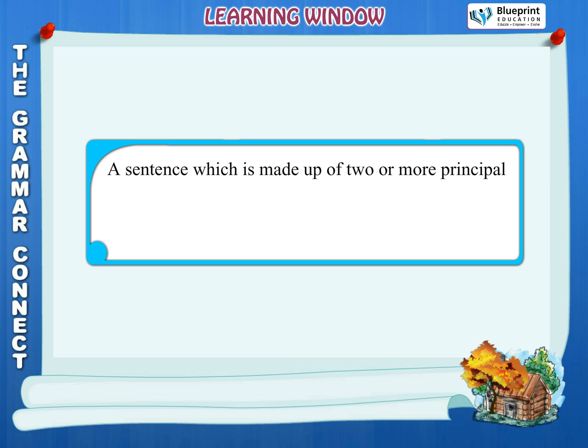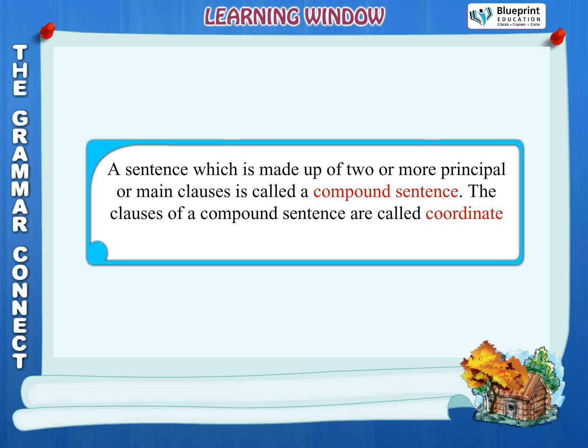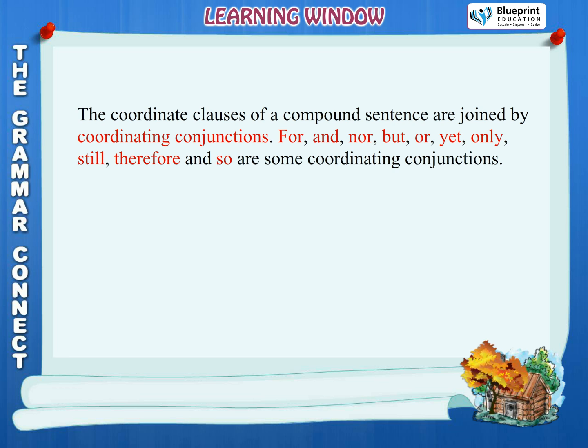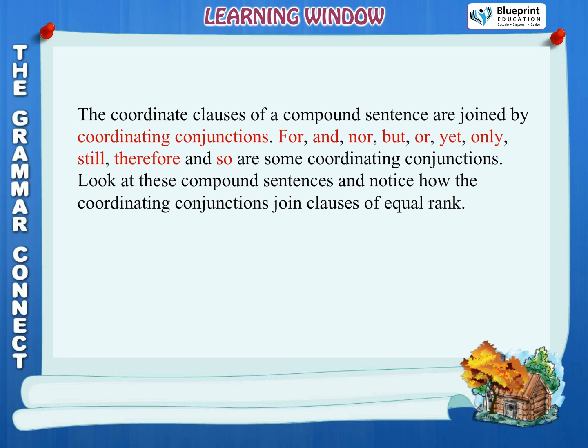A sentence which is made up of two or more principal or main clauses is called a compound sentence. The clauses of a compound sentence are called coordinate clauses. The coordinate clauses of a compound sentence are joined by coordinating conjunctions. For, and, nor, but, or, yet, only, still, therefore, and so are some coordinating conjunctions. Look at these compound sentences and notice how the coordinating conjunctions join clauses of equal rank.